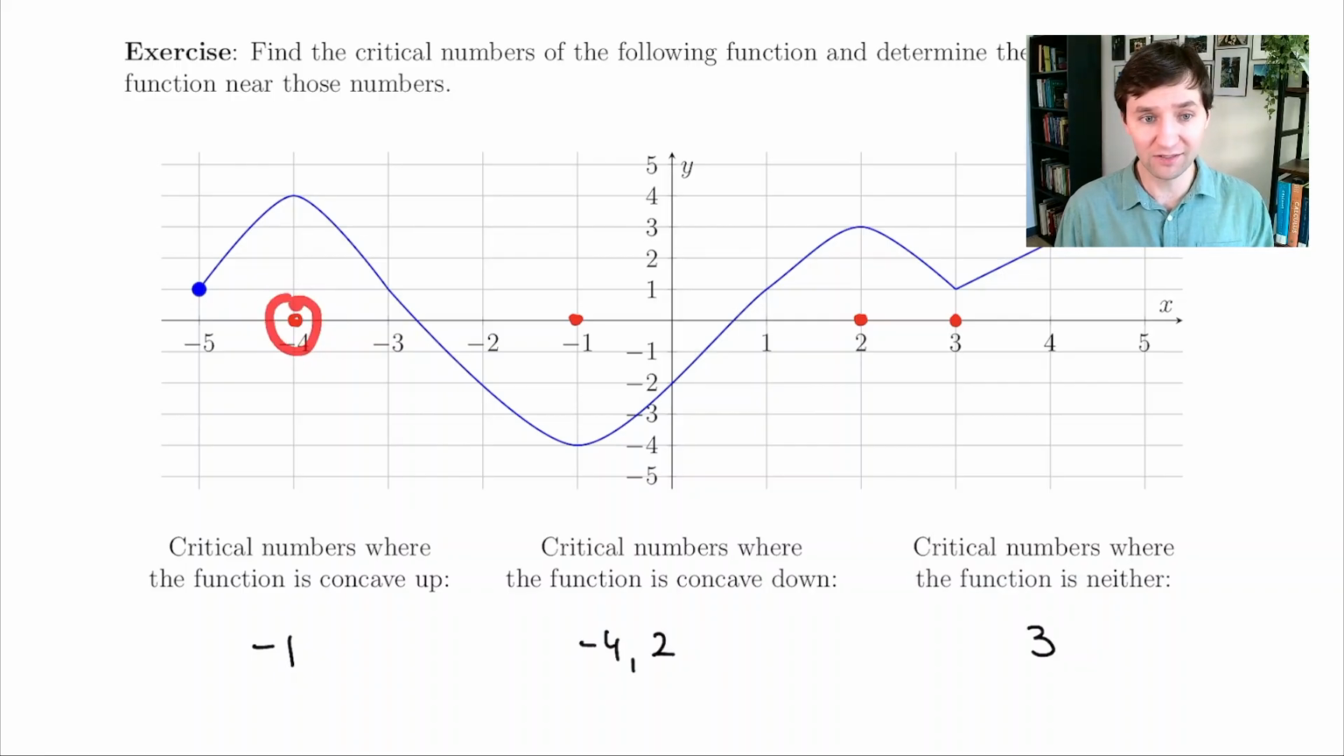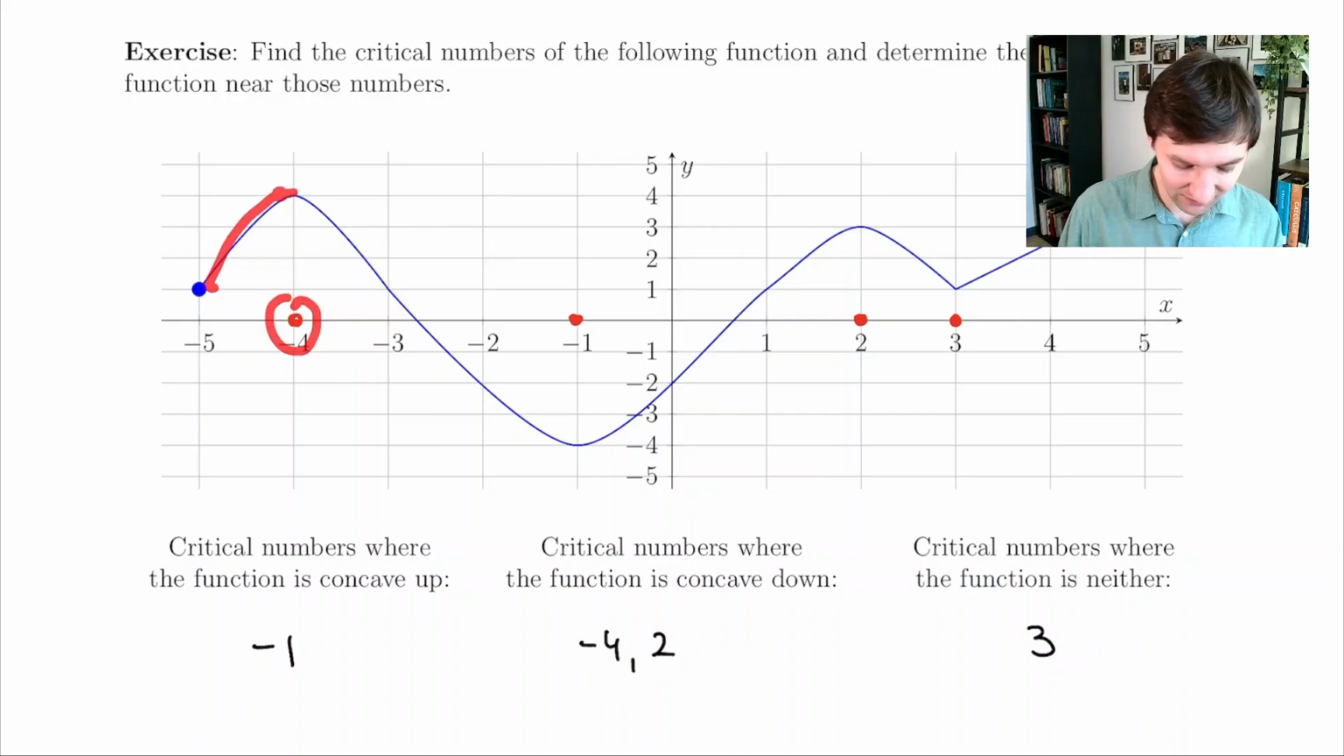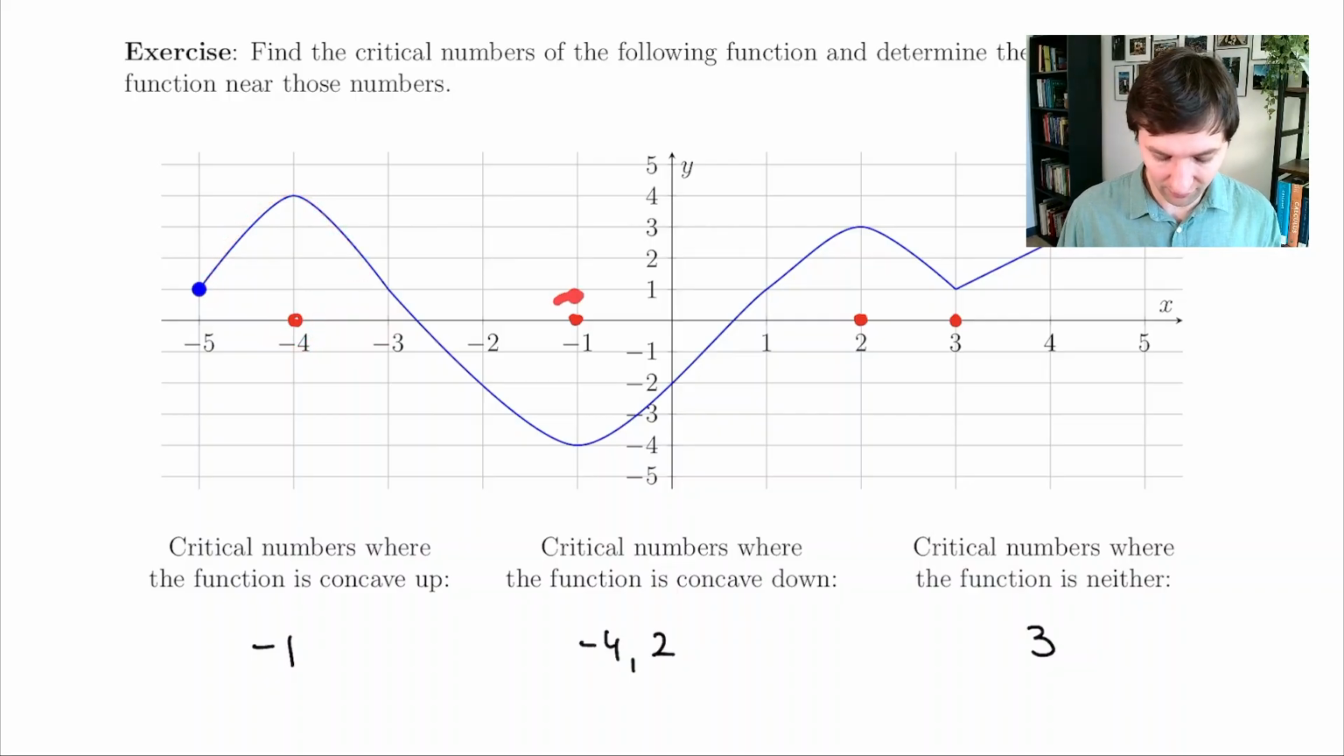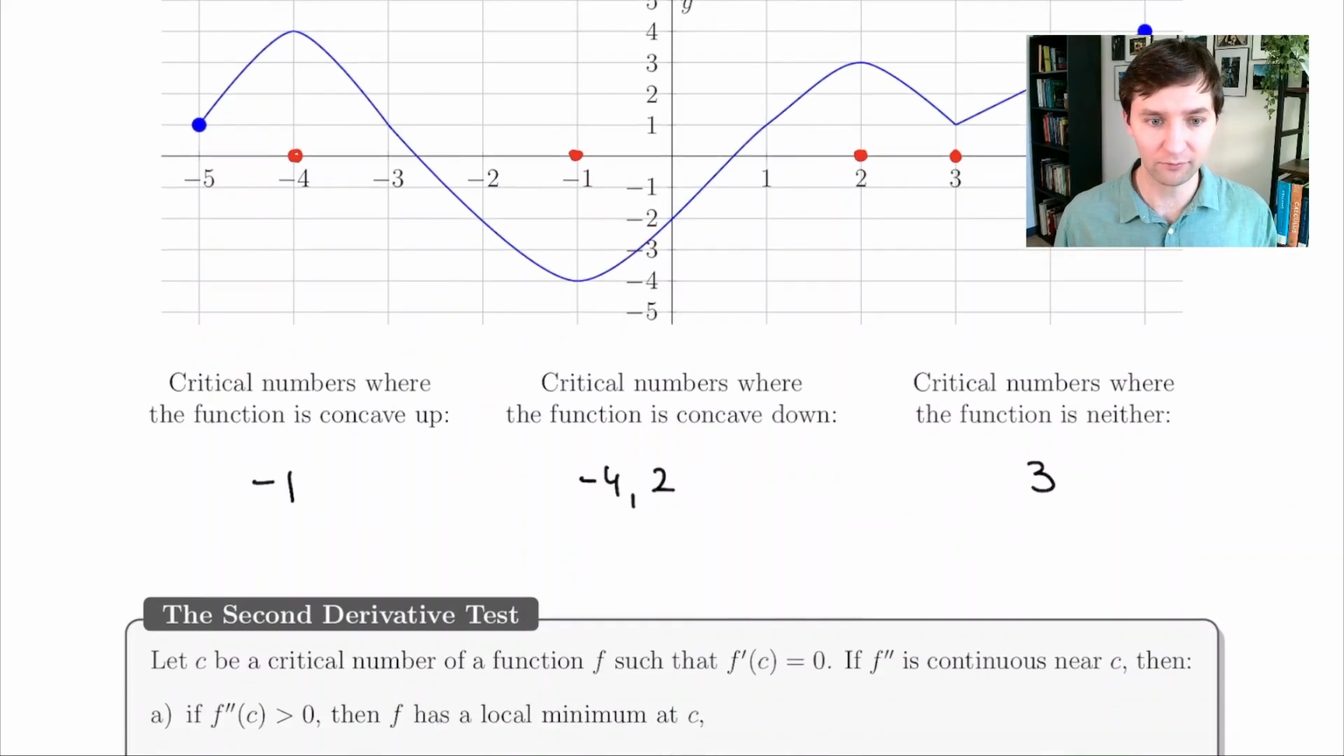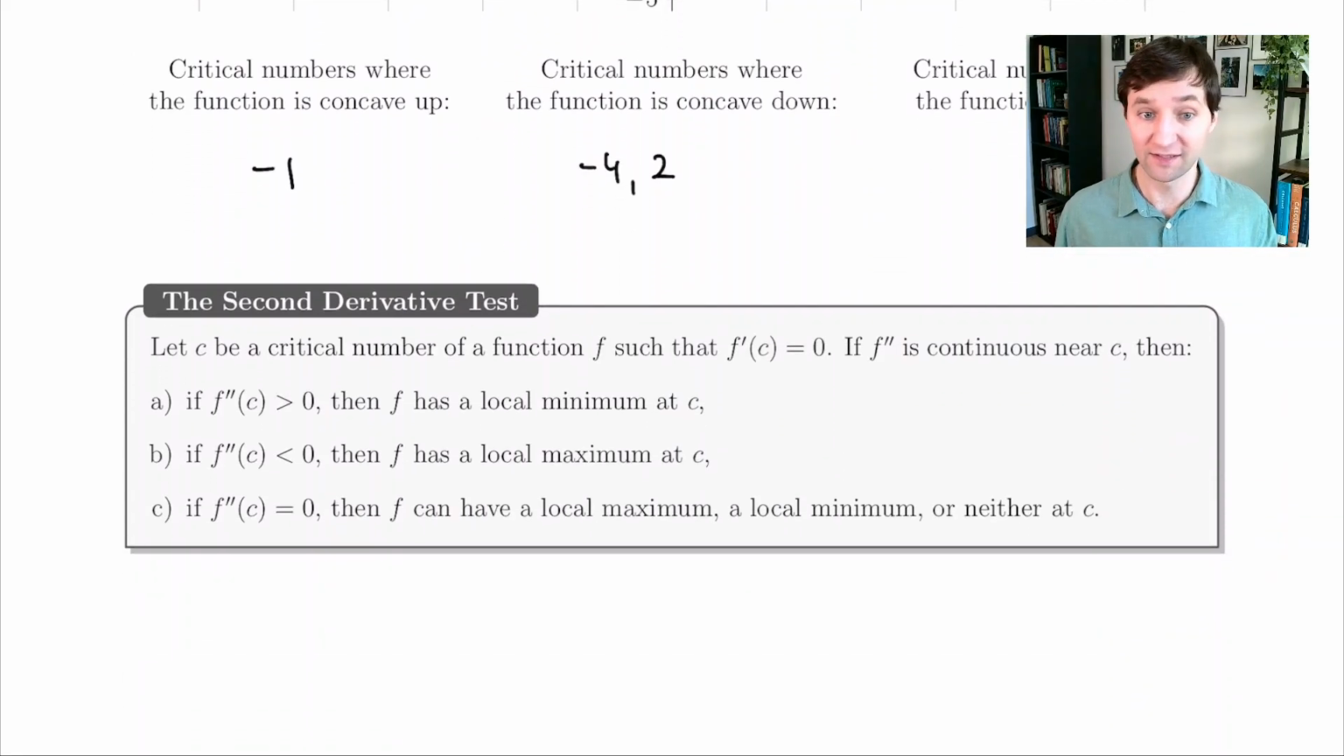If the value of the second derivative there is negative, that means that the function is concave down, suggesting that you have a local max. If you take a critical number, check the second derivative there, and you get that the second derivative is positive there, that will suggest that the function is concave up, telling you that that critical number gives you a local min. This is exactly the statement of the second derivative test.